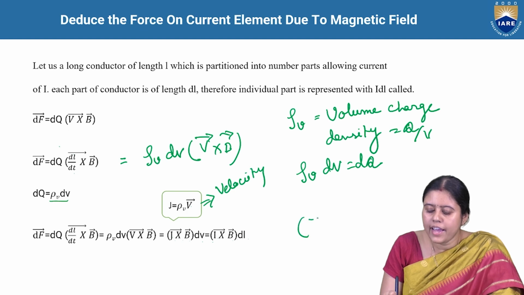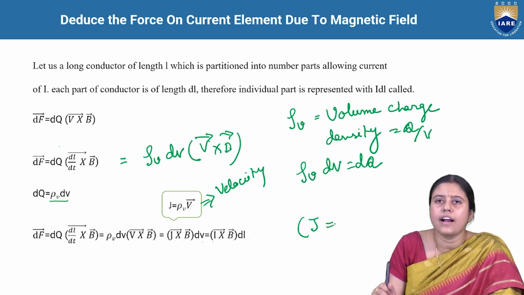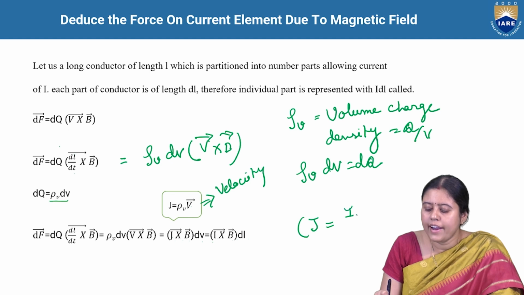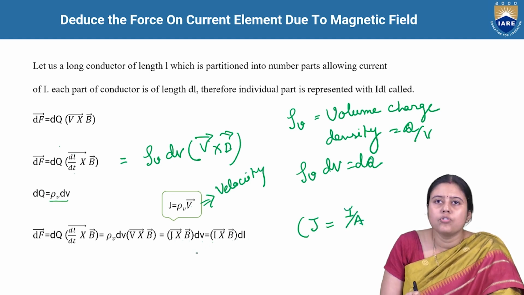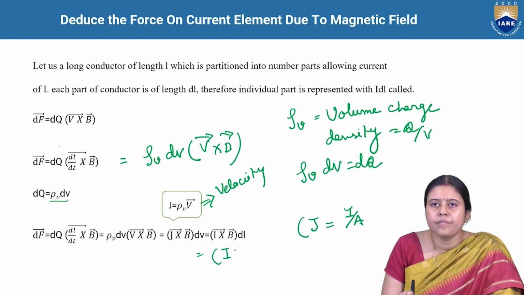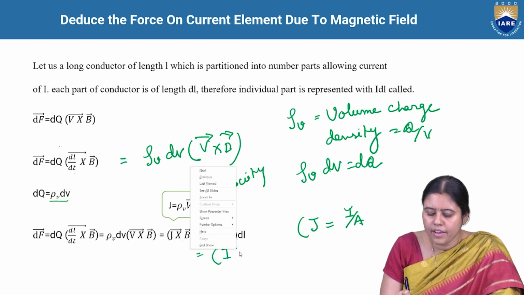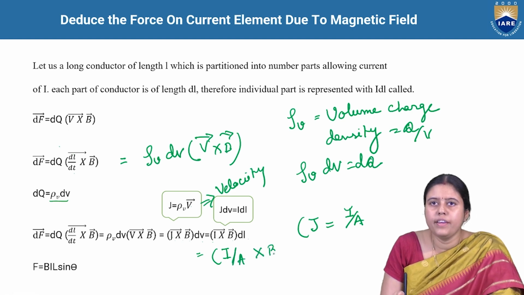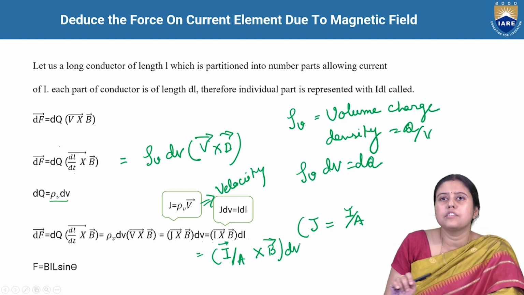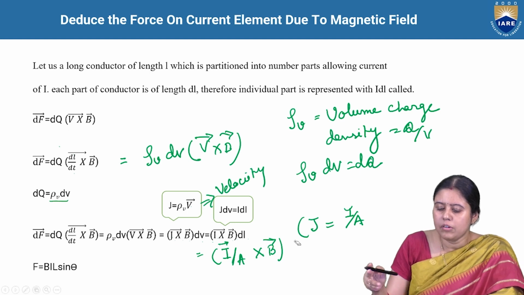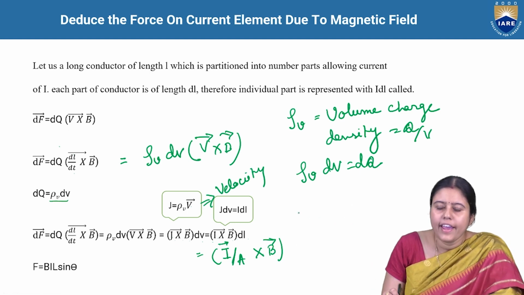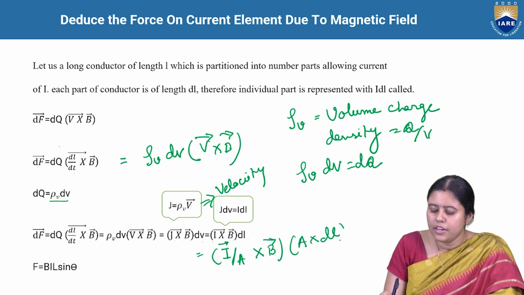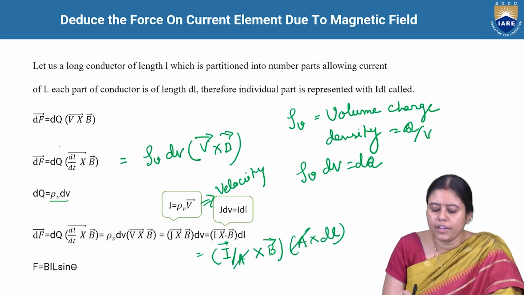Why? Because what is J? J is the current density, current per unit area. So we can write it as I by A cross B, times A dl. What is volume? Volume is nothing but area into length. So area will cancel out, and we can write I cross B dl.